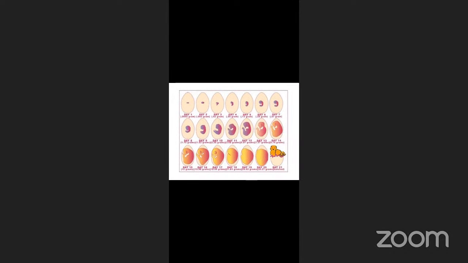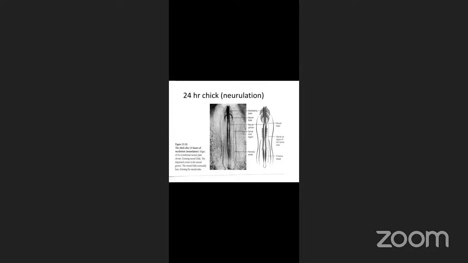Like human beings have 10 months of gestation, even the incubation period is different for different animals. In the chicken egg, we can see it is 21 days of incubation and it is hatched on the 21st day. After 24 hours of fertilization, neurulation will start. Neurulation is nothing but the formation of the nervous system. So this is how it looks after 24 hours.